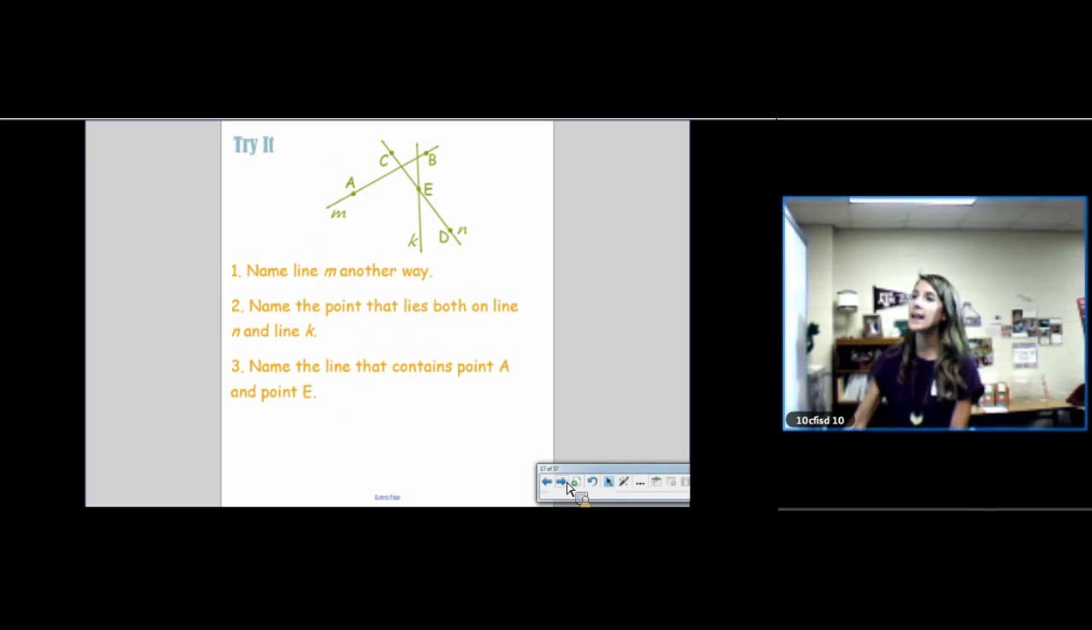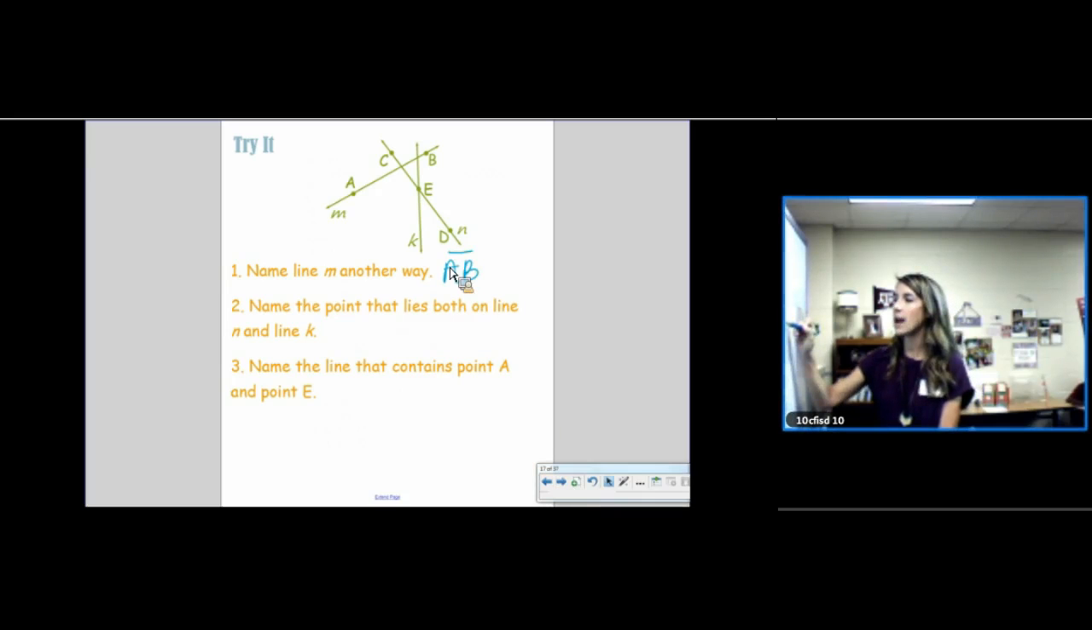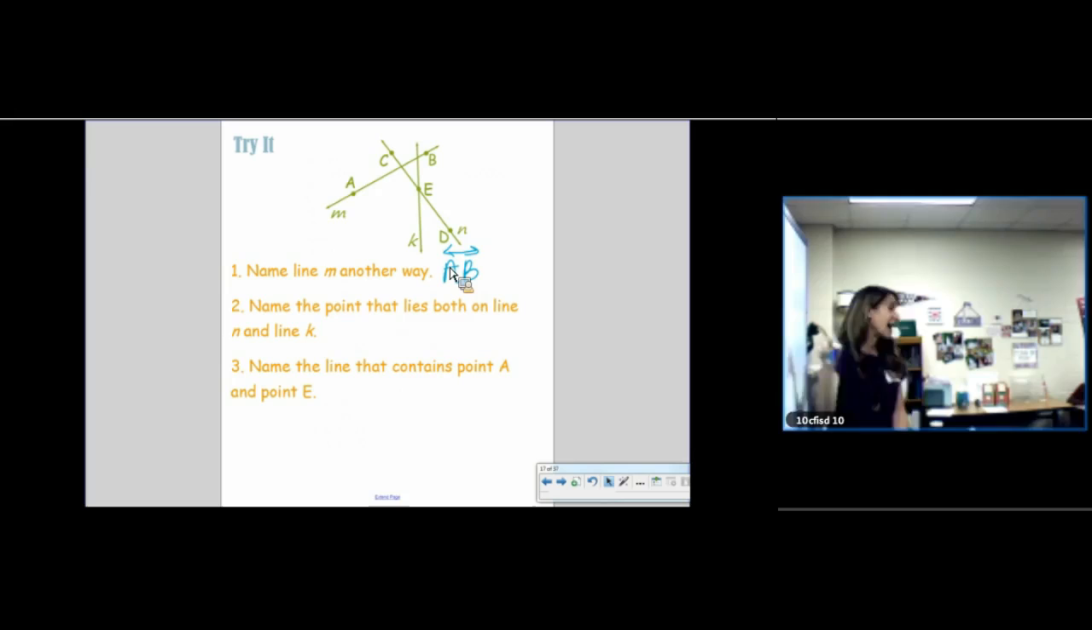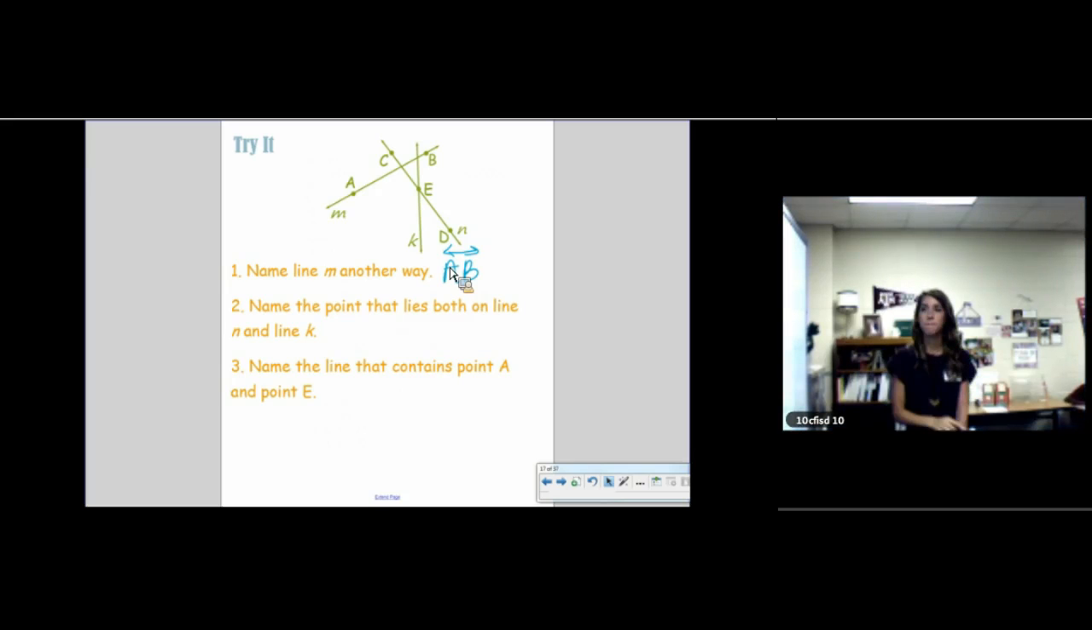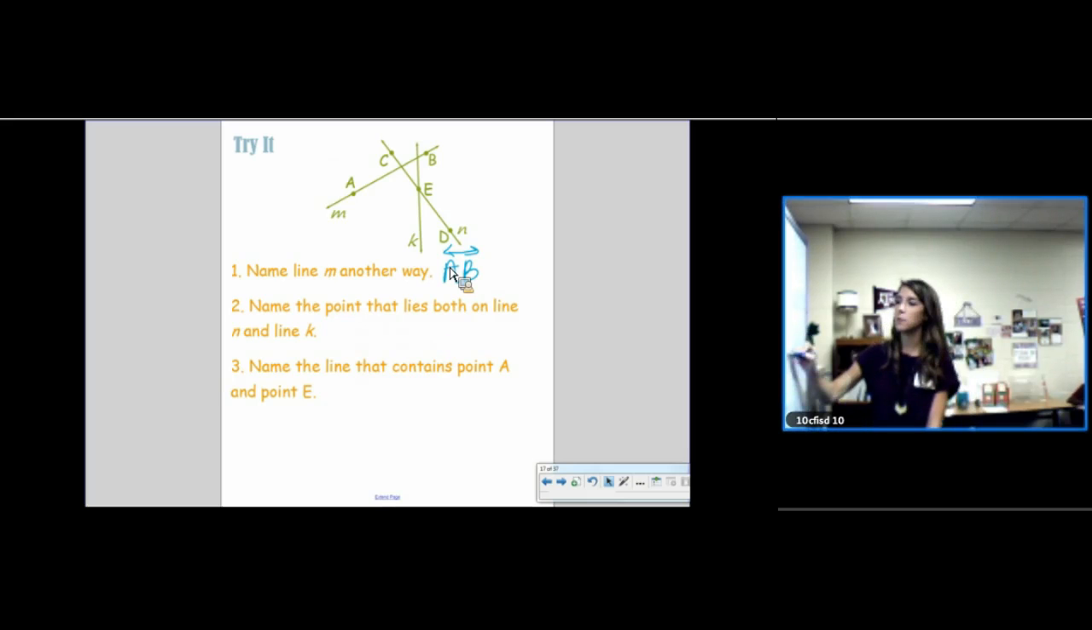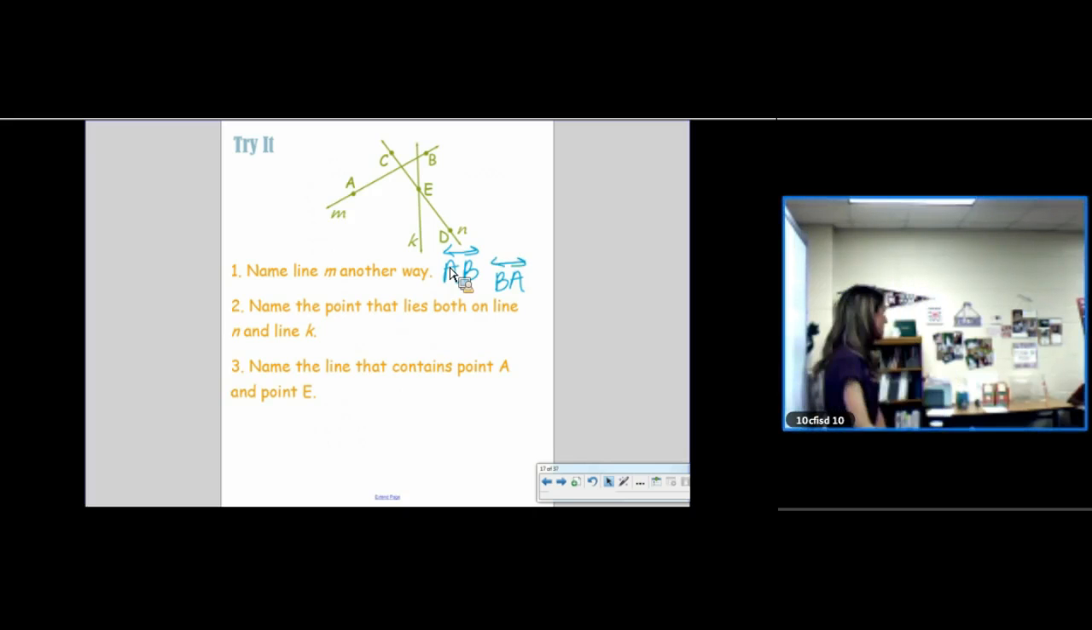Awesome. So I could name it, instead of line M, kind of like in your notes, I could name it line AB. And you need to practice writing it correctly, because I will take off points if it's not written correctly. And you know what? There's no other way to name it unless we wanted to switch the letters and name it line BA, because those would be the same exact line.